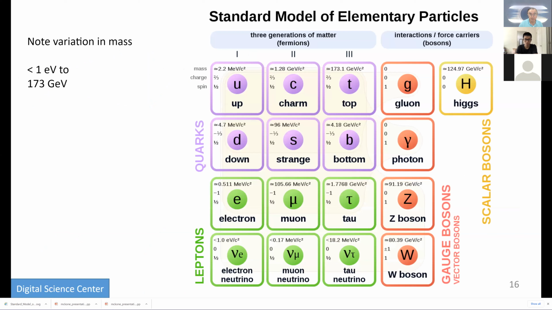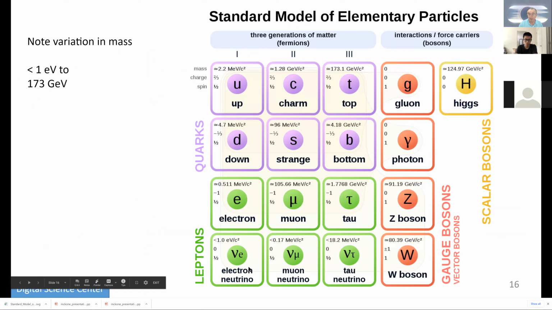Here is just a diagram of the so-called standard model. The Higgs sort of confirmed the standard model. It has these 6 quarks, and it's interesting to see the variation of mass in these particles. The neutrinos are less than an eV, the one that's best understood being the electron neutrino. The heaviest particle here is 173 GeV, which is the top quark. And then along here we have the Higgs at nearly 125 GeV.